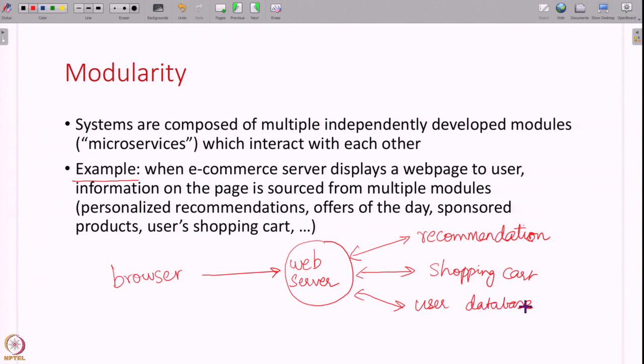So, there could be many different servers, each providing separate functionality, and the web server is talking to all of them, assembling the response and then returning it to you. Real life systems are typically decomposed like this into multiple microservices or modules, and they all interact with each other to deliver the service to you.